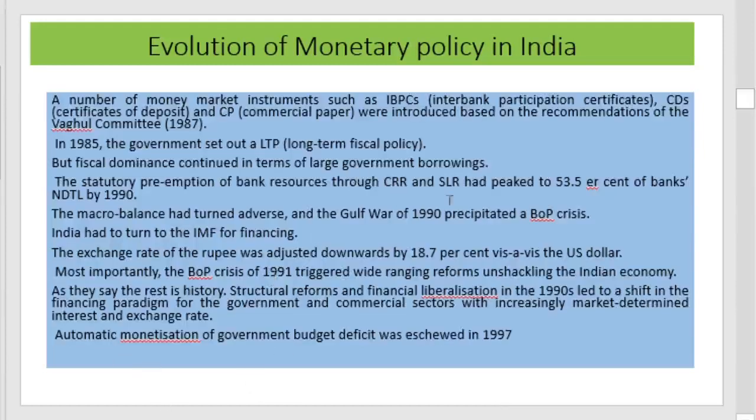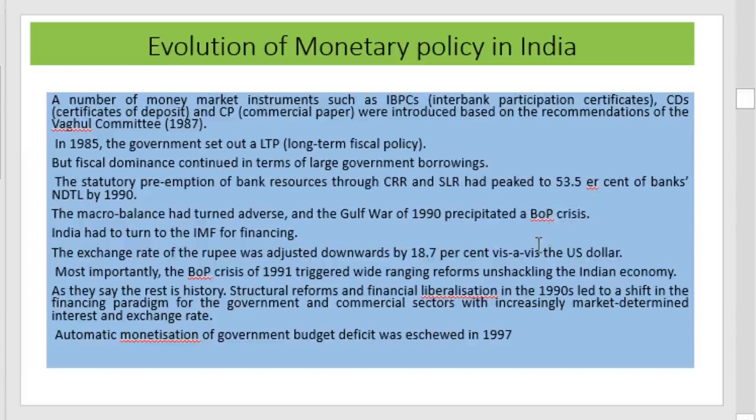A number of money market instruments such as interbank participation certificates, certificates of deposit, and commercial papers were introduced based on the recommendation of the Vaghul Committee in 1987. In 1985, the government set up the long-term fiscal policy measures. The fiscal dominance continued in terms of large government borrowing during this period, and statutory preemption of bank resources through CRR and SLR had peaked to 53.5% of bank NDTL by 1990.